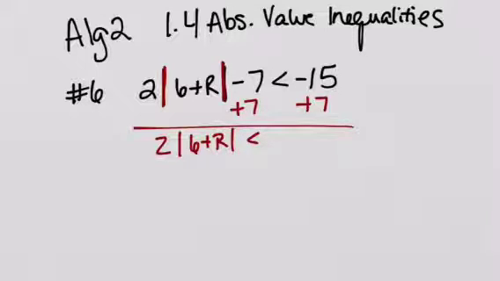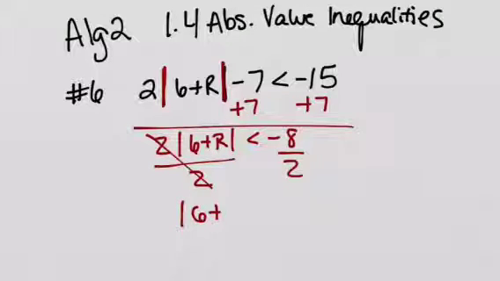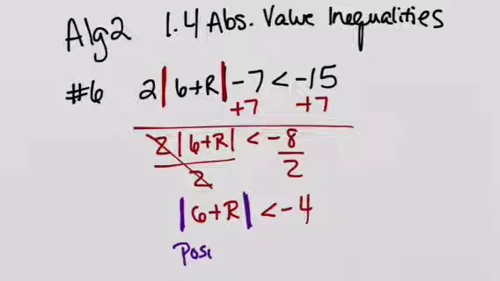And when I add 7 to negative 15, I get negative 8. And then divide both sides by 2. My absolute value of 6 plus r is less than negative 4. Okay, well here's where an issue comes in. An issue comes in because how can the absolute value, which makes the outcome positive, whatever 6 plus r is, it's going to come out as a positive number, okay? How can that positive number be less than negative 4? Well, that's the problem. It can't, okay? This cannot happen.